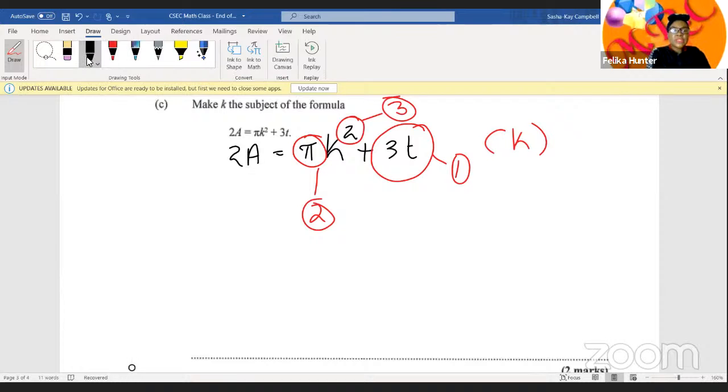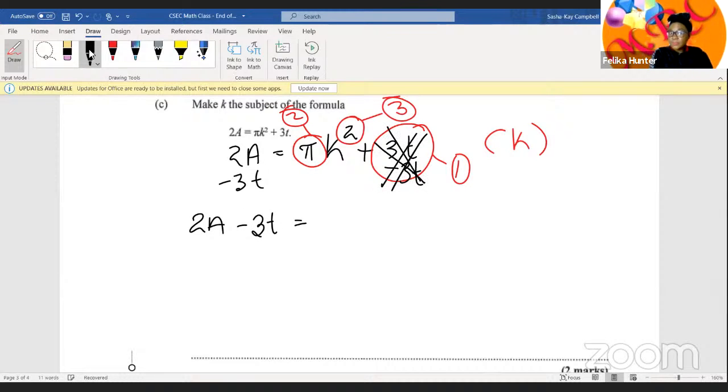So the first thing we're going to do is to subtract 3t from both sides. In doing that, we now have 2a minus 3t equal, so this is gone, subtracted, it's gone. So we now have pi k squared.